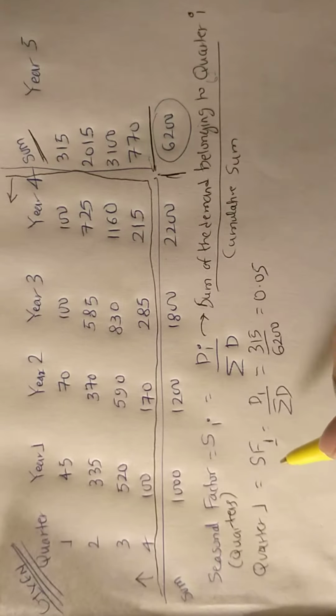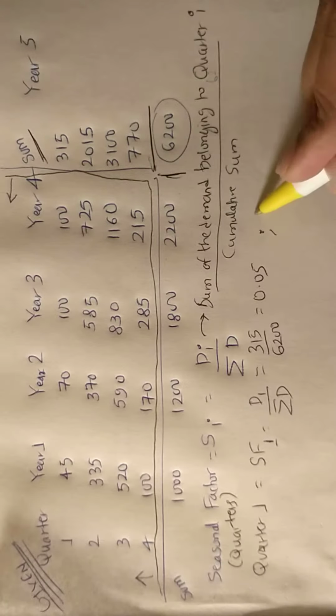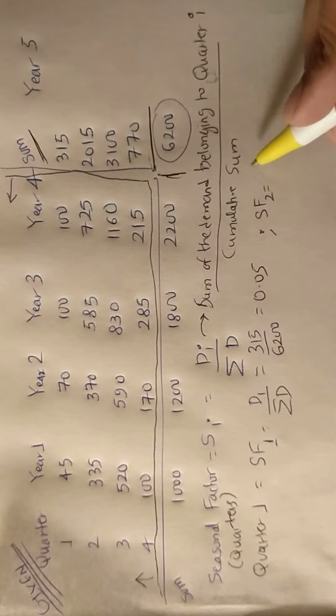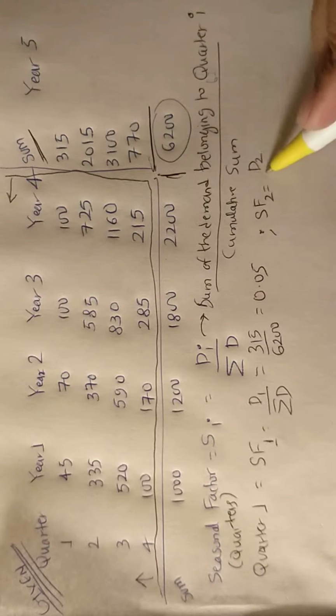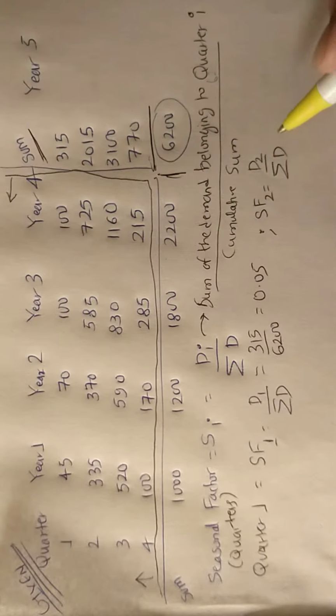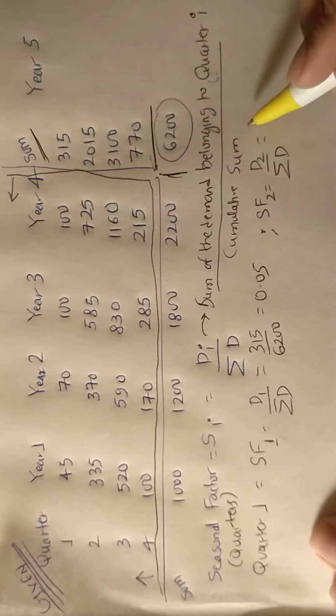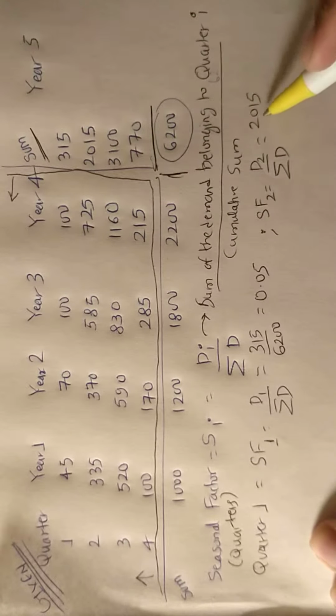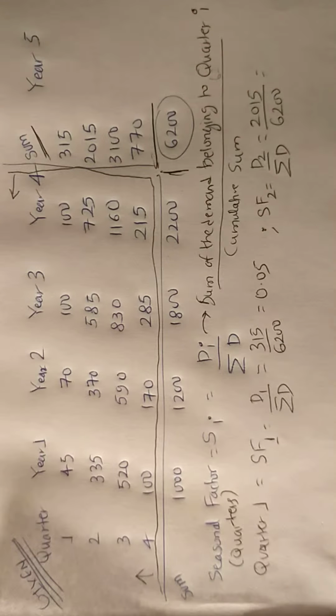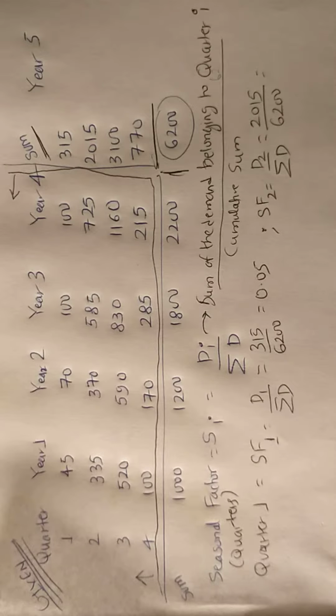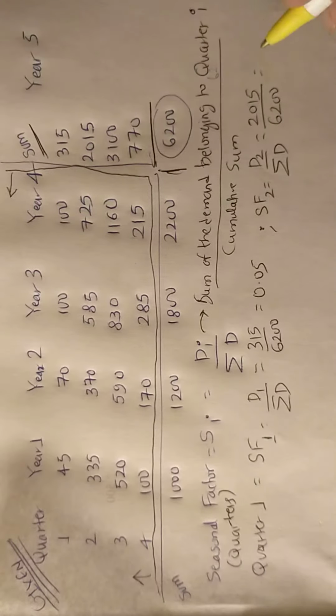Similarly, we can find SF2, which is D2, the total demand in quarter 2, over the summation of D. So D2 is 2015, and this is 6200. When you divide these two numbers, you get 0.33.